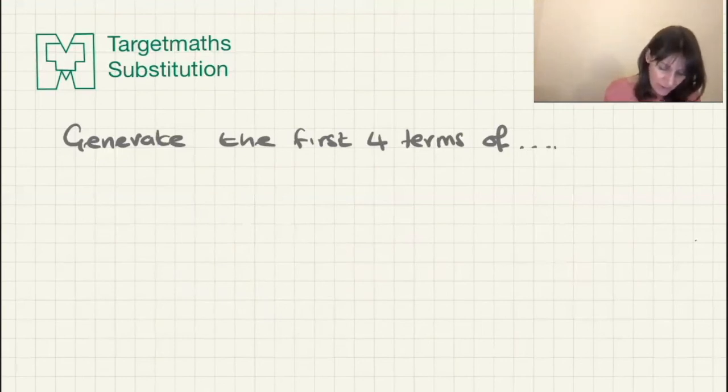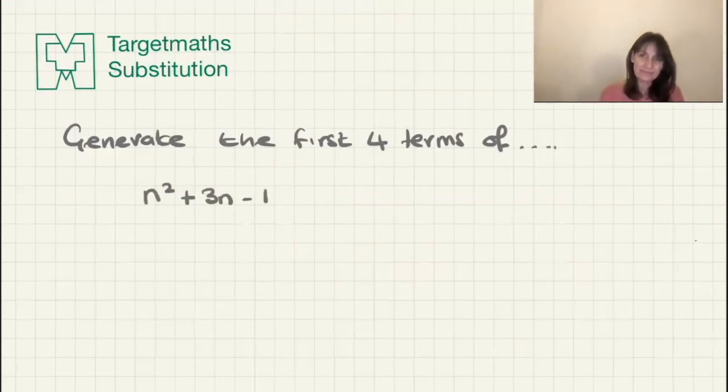I want you to generate the first 4 terms of n squared plus 3n minus 1. That's a big rule. So that's a lot of maths. But it's doable, just taking your time. So I want you to have a go and hit play when you're ready.